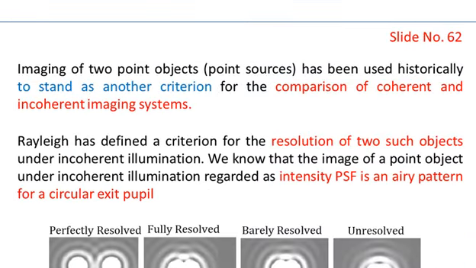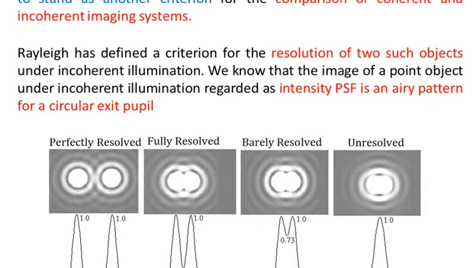Imaging of two-point objects, point sources. Two-point objects mean two-point sources, which has been used historically as another criterion for the comparison of coherent and incoherent imaging systems. So we are now going to take the two-point sources or the two-point objects. Rayleigh has defined a criterion for the resolution of two such objects under incoherent illumination.